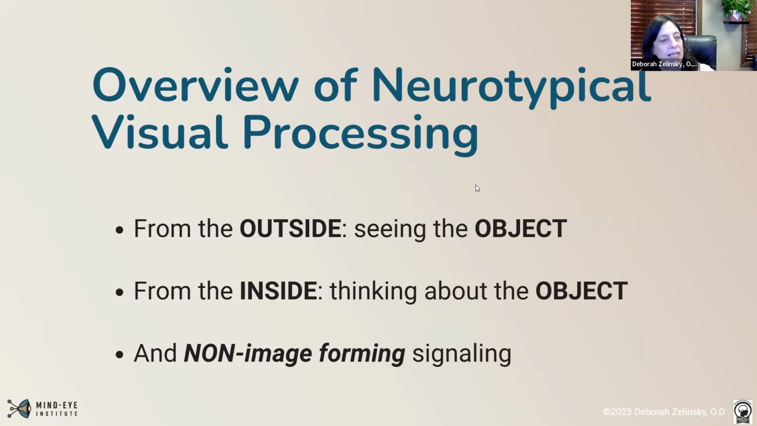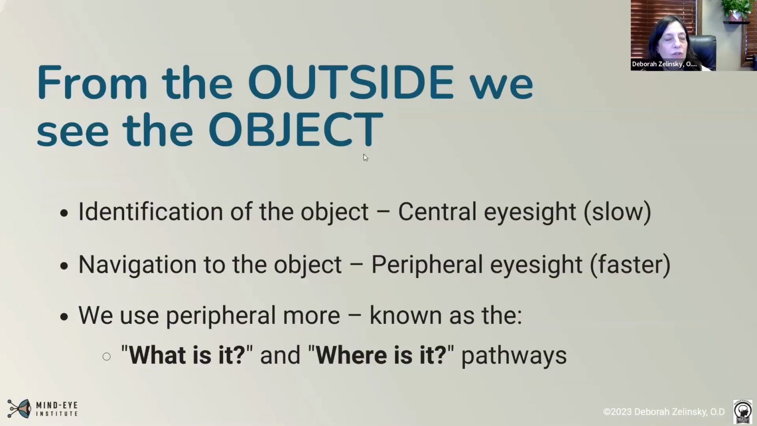So now we'll take each one of these separately. So from the outside, when you see an object, there's your central eyesight, which is your 20/20 type eyesight. And it's what you're paying attention to. And it would be your straight ahead eyesight. It's really slow because it only happens after you decide to aim at an object and focus your attention on that object. Then there's another eyesight, which is your peripheral eyesight. And that is anything you're not paying attention to.